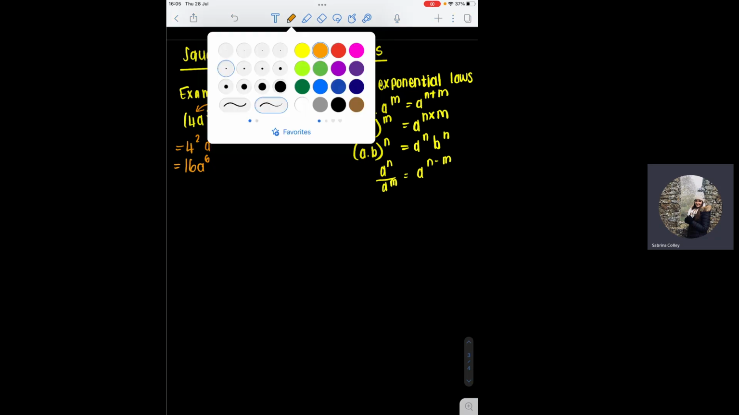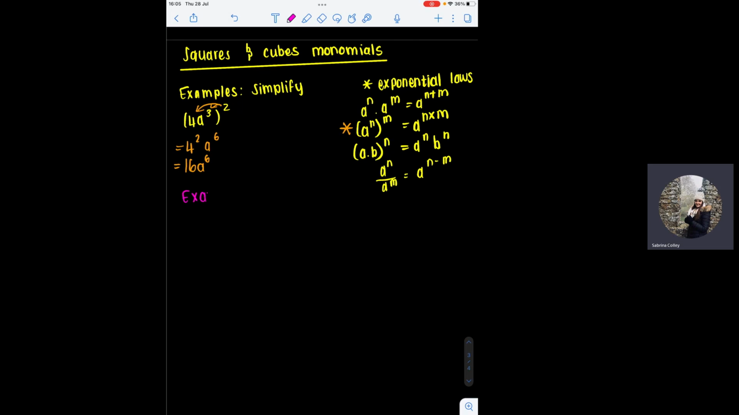Let's do another example. Example 2: if I've got (2x squared y cubed) to the power of 3. Here, I know that each product needs to get that power. So I'm going to take that power and put it inside my bracket. Because it is a monomial, I can do this. Remember, if it's a binomial, we can't do this. So then the 2 will get 2 to the power of 3.